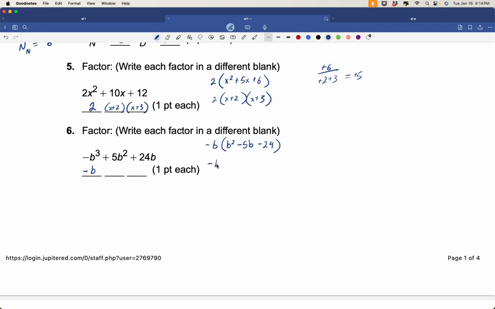So now we're going to factor this into binomials. And I want that negative 24 that when combined equals a -5. So that's going to be -8 and a positive 3. That's the only way to get that -5 with factors of 24. So we have b minus 8 and b plus 3. And that would be the right way to factor that.